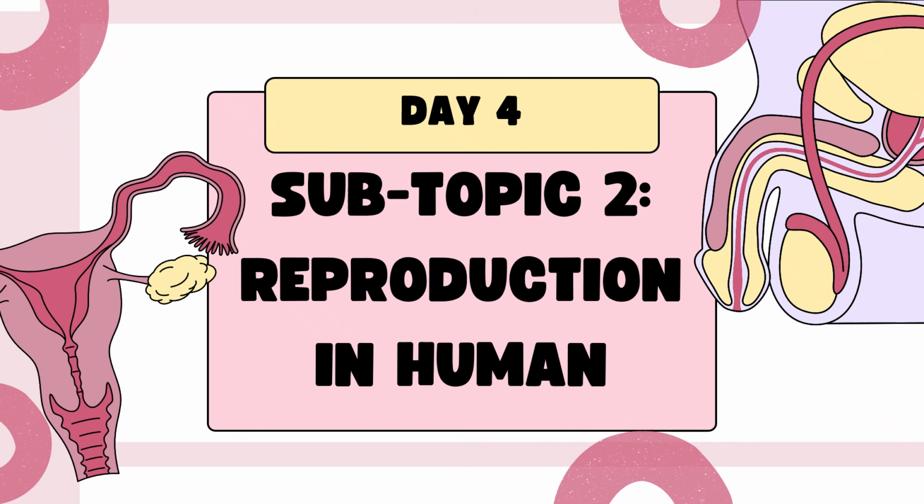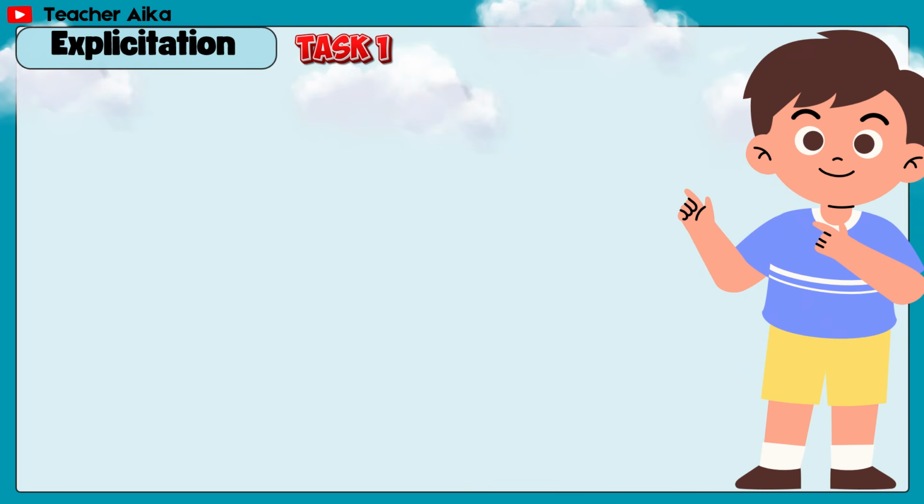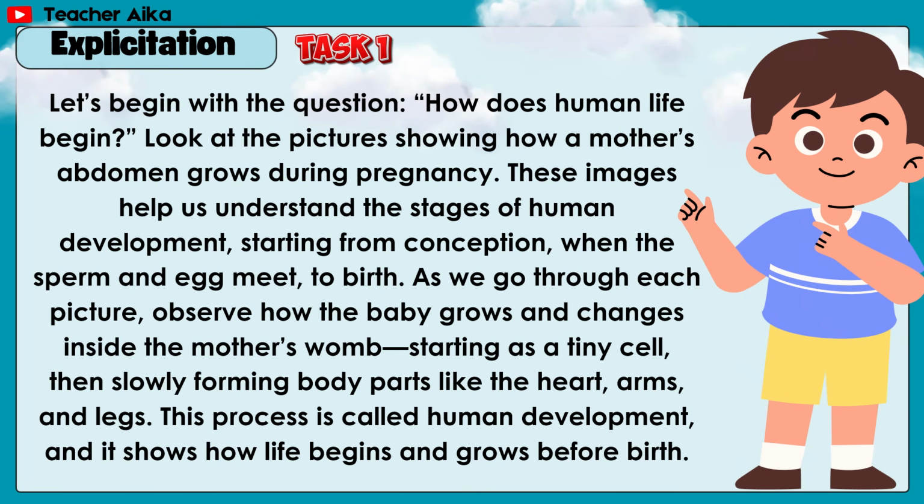Day 4, subtopic number 2, reproduction in humans. Task number 1. Let's begin with the question, how does human life begin? Look at the pictures showing how a mother's abdomen grows during pregnancy. These images help us understand the stages of human development, starting from conception, when the sperm and egg meet, to birth. As we go through each picture, observe how the baby grows and changes inside the mother's womb.